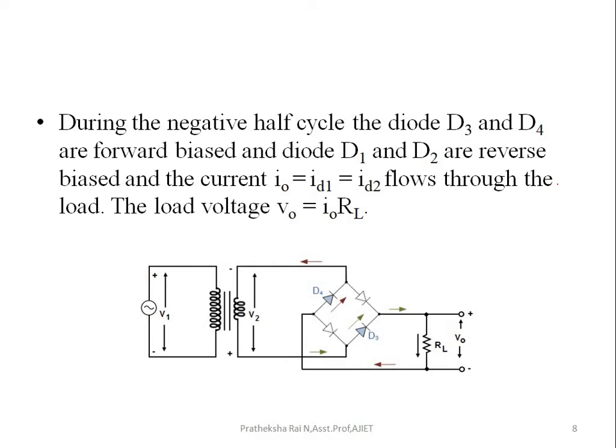Now during the negative half cycle, diodes D3 and D4 are forward biased and diodes D1 and D2 are reverse biased, that is the off state. The current is now produced due to diodes D3 and D4. So I0 equal to ID3 equal to ID4 flows through the load, and the load voltage is equal to I0 into RL.